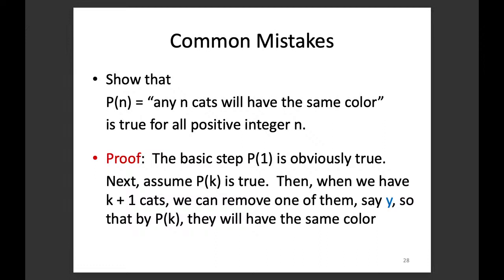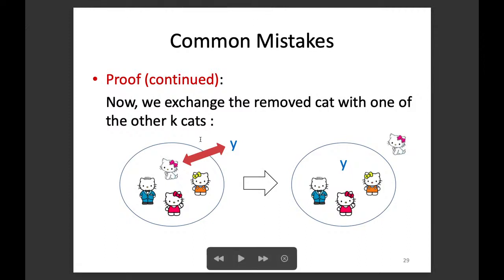So to show PK plus 1 to be true, let's consider the case where we have K plus 1 cats. Now if we have K plus 1 cats, then what can we do? Let's remove one of them, let's call it Y, so that the remaining part will just have K cats. We take away one of the cats, we call it Y. The remaining part will just have K cats. In that case, they must be of the same color.